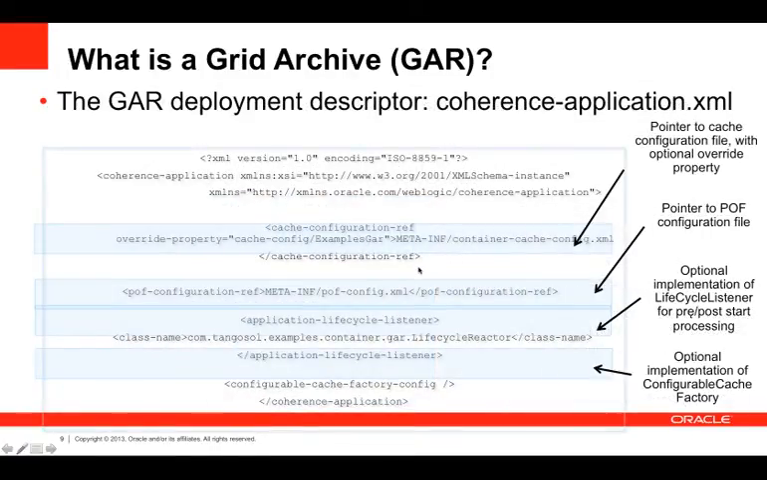A quick look into the coherence application XML file. Again, you can have a reference to the cache config here and POF config. And if you want to include a coherence lifecycle listener, then you can specify the name of the class here as well.